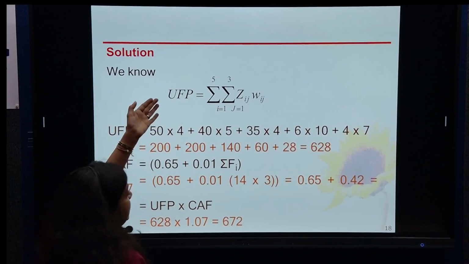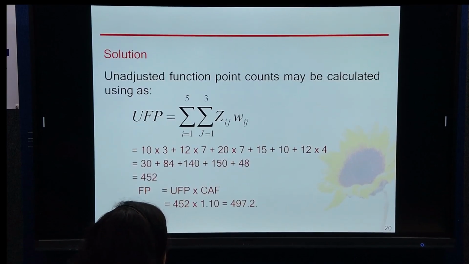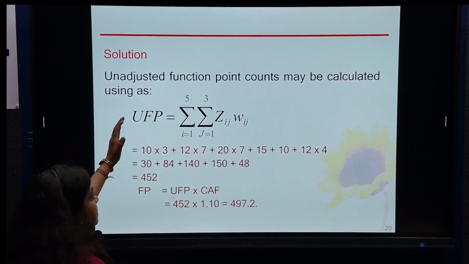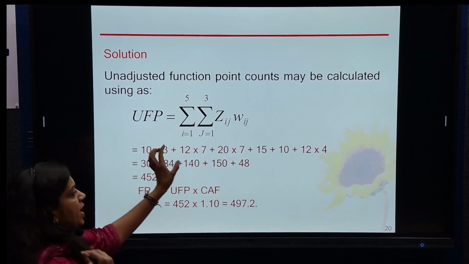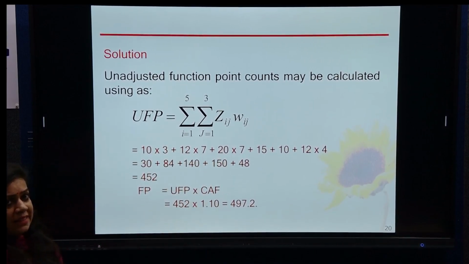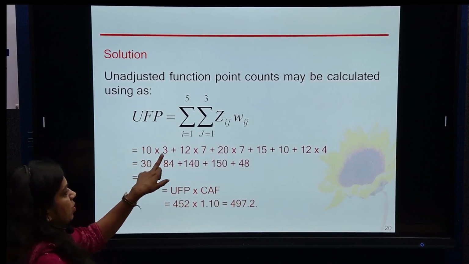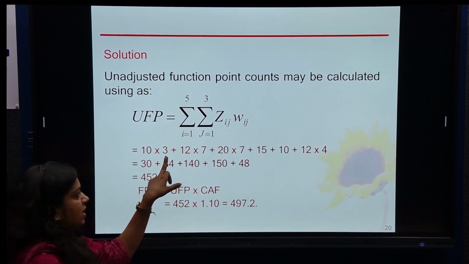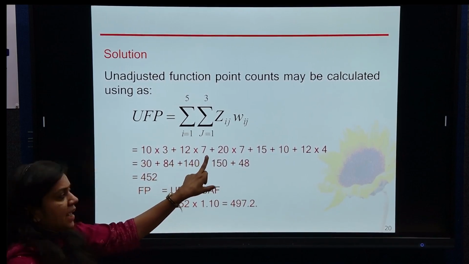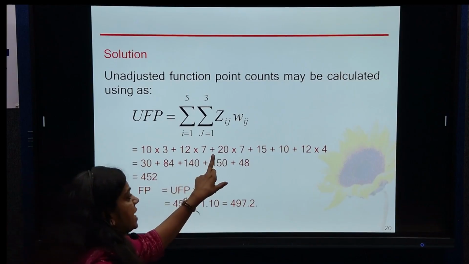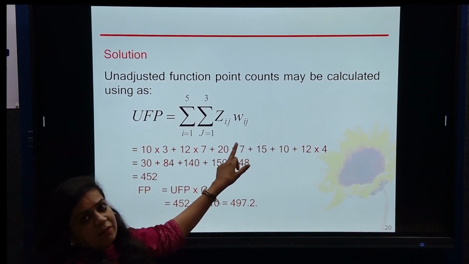So as already discussed the formula of UFP, we will take the weighting factors according to the complexity given. Like in case of inputs, the complexity is low. So we will multiply 10 with 3. In case of output, the complexity is high. So we multiply it with 7. In case of logical files, the complexity is low. So we multiply it with 7.